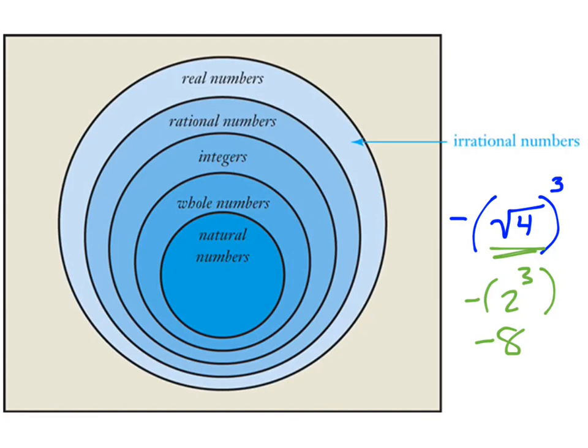So what is this number? Well, it's not natural, it's not 1, 2, 3, 4, etc. It's not whole, it's not 0, 1, 2, 3, 4, but it is an integer. And then it's also rational and real. So if we wanted to categorize this, we could simply say that -8 is an integer, and then that would convey that it's also rational and real.